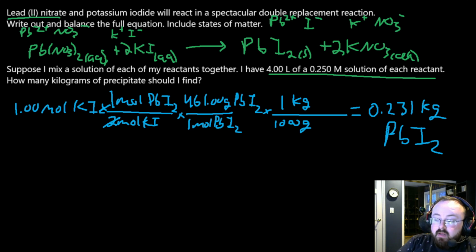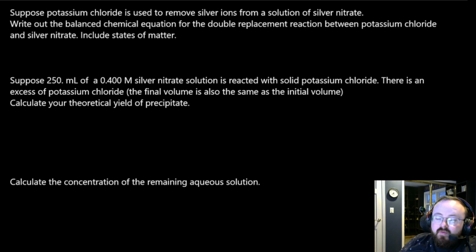Okay? I've got one final question that I'm going to go over. So let's get to that last question. Alright, so the final question is one more double replacement reaction. We're doing a single double replacement reaction between potassium chloride and silver nitrate. I do just tell you that it is solid potassium chloride. It's a little bit different than what we've done so far.